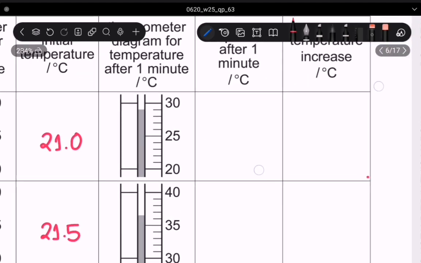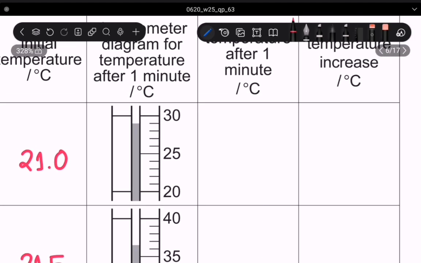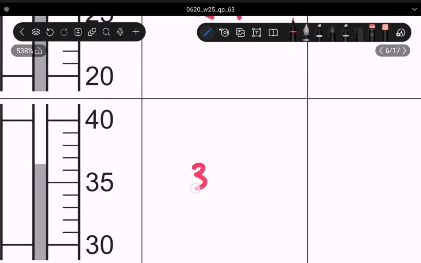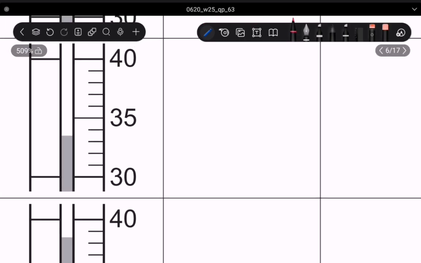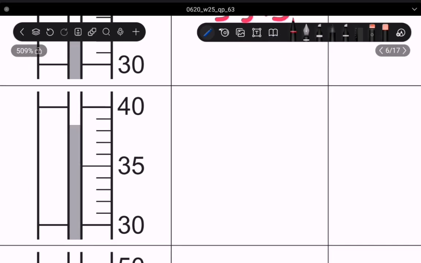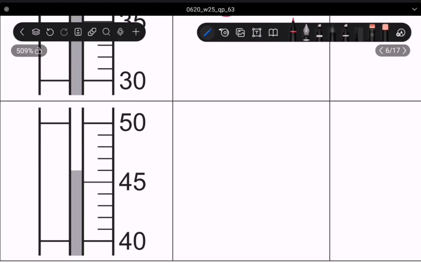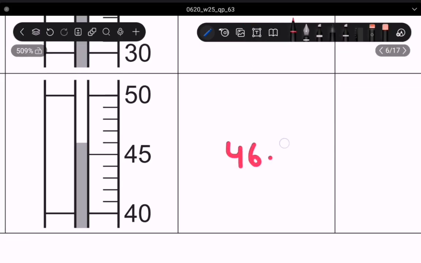Simple. Now this is temperature after 1 minute, which is going to be 29.0, 36.5. This is 35, this is 36.5. And then we have 33.5. This is going to be 38.5. Simple. Then this is 46.0.